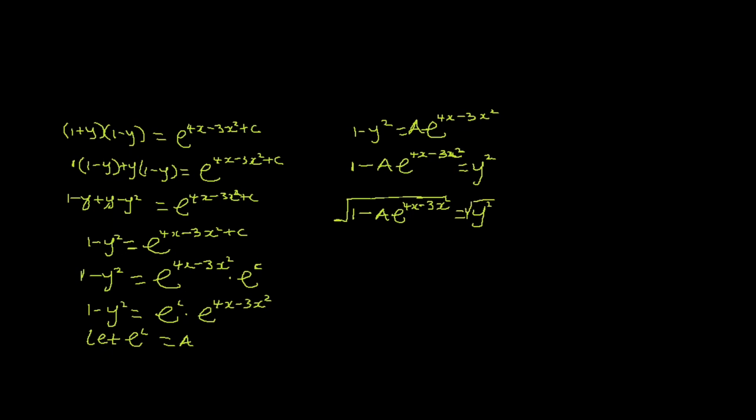So square cancels square root. We'll be left with this equal to y. Our square will cancel square root, so we'll be left with y equals, now we can rewrite the square root to be power of 1 over 2. So we have 1 minus a exponential 4x minus 3x squared, you close your bracket, then you put 1 over 2. So that's our final answer.